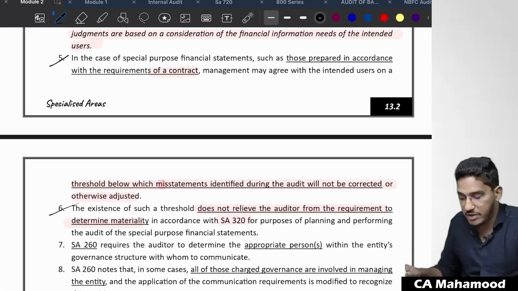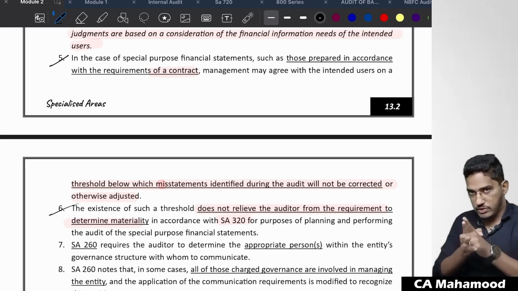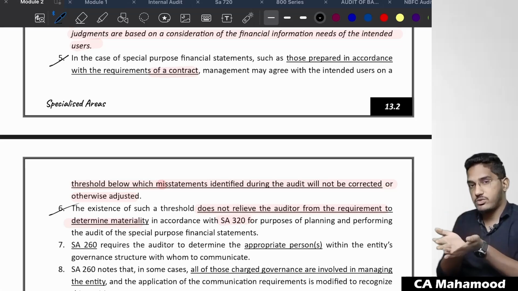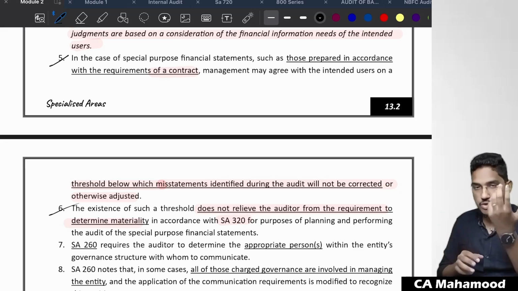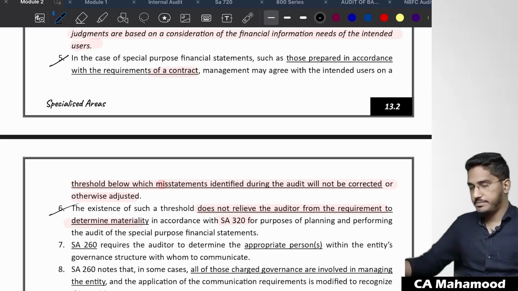Special purpose financial statements. I want you to do one thing. Read these 2 points once and try to interpret what they are trying to say. Go through these 2 points. Read it once on your own. Try to understand what they are trying to say. I will explain, don't worry. But I want you to interpret. You apply your reading skills and interpret it. I will explain definitely. Come on, make an honest effort, guys.